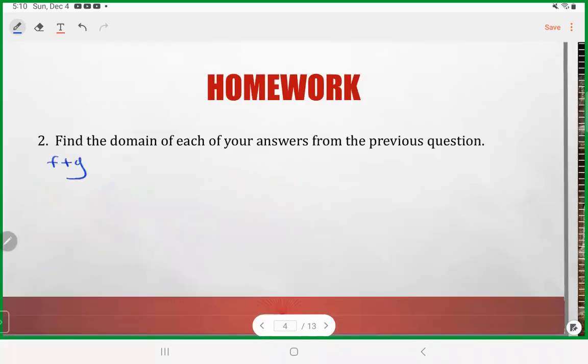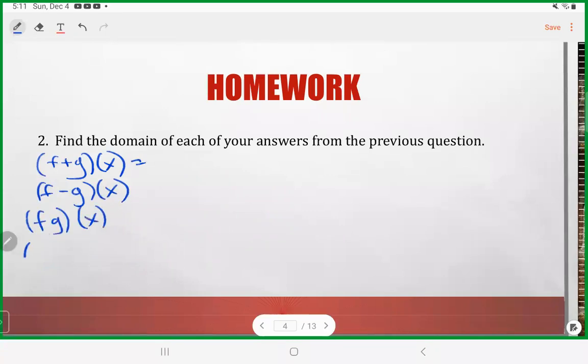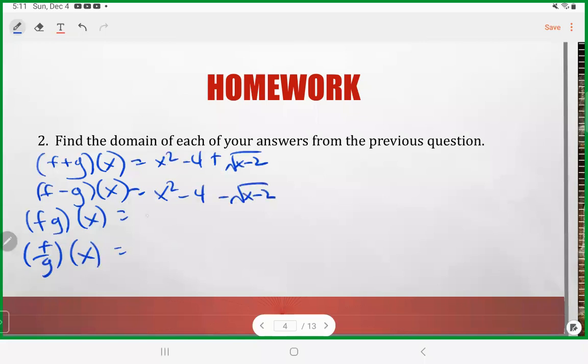Let me just copy all these answers down. These next few questions are just related. Give me a second to copy these down. This is going to be x squared minus 4 plus square root of x minus 2. This is x squared minus 4 minus square root of x minus 2. This is x squared minus 4 times the square root, and then this one, there's no parentheses. Now I want you to find the domain of these.